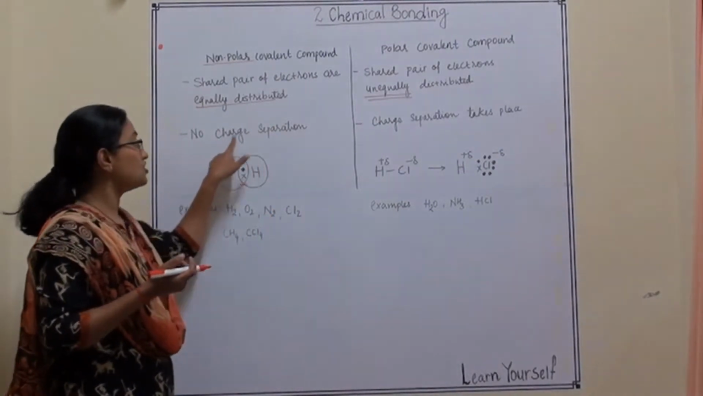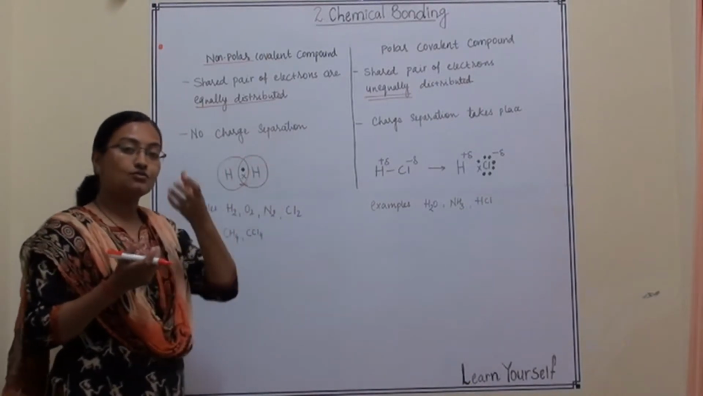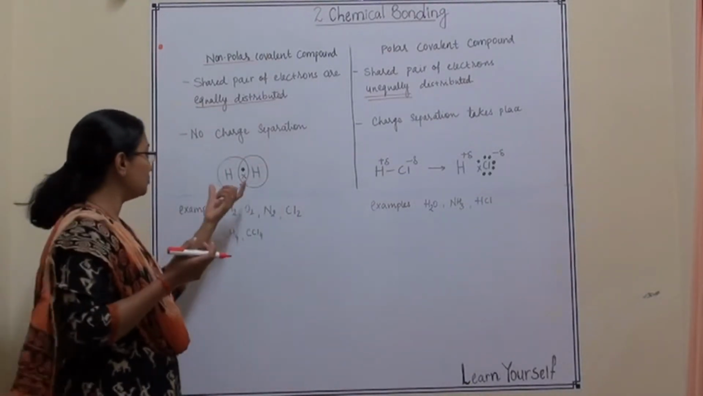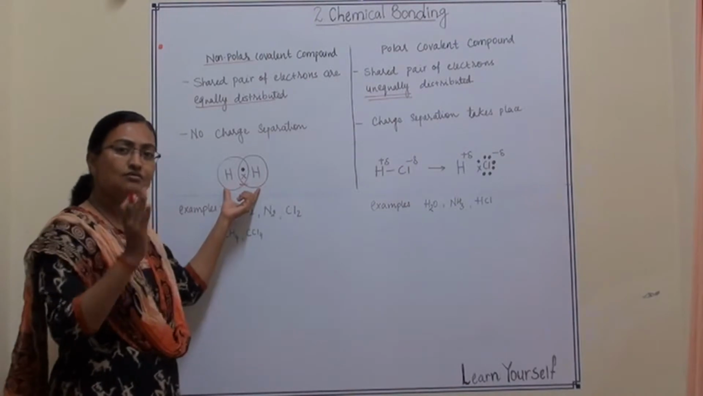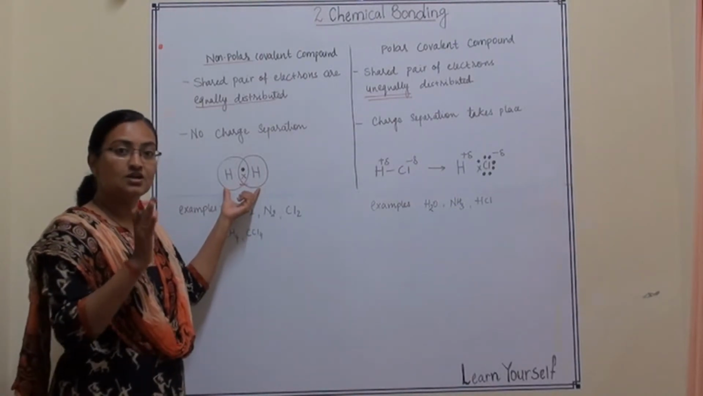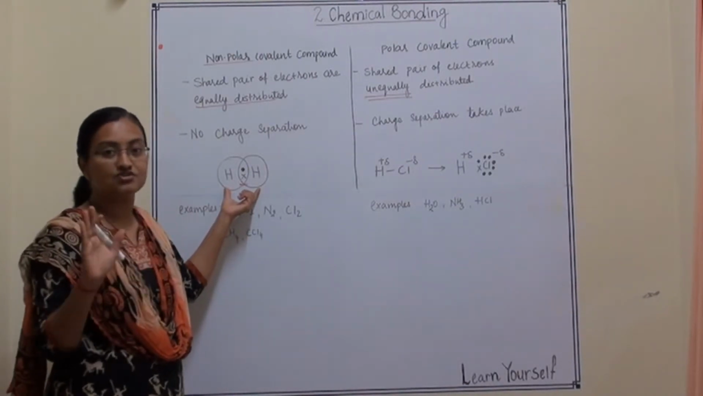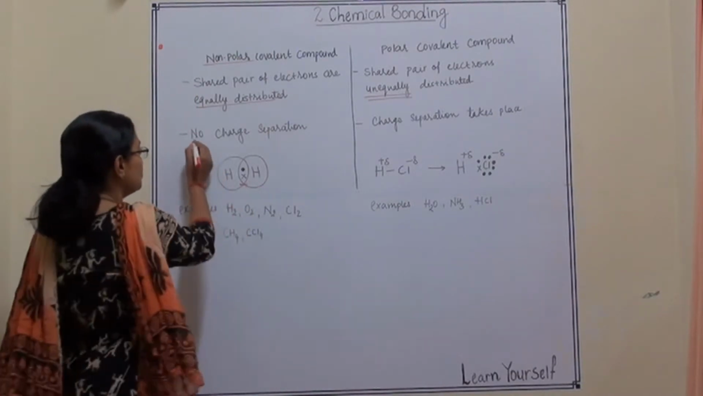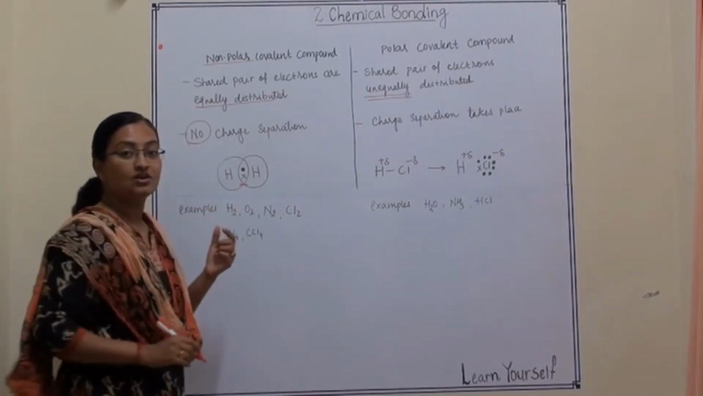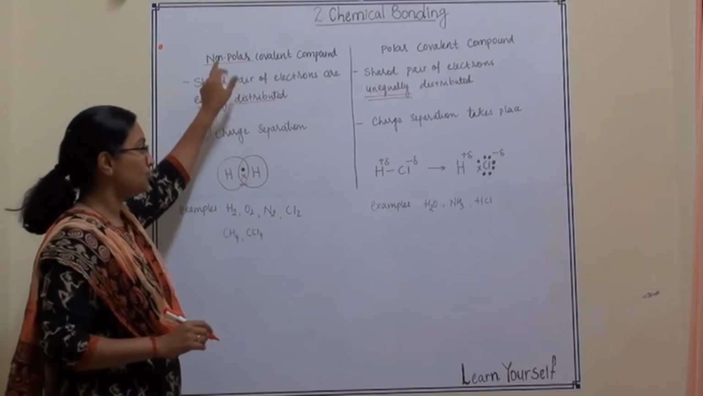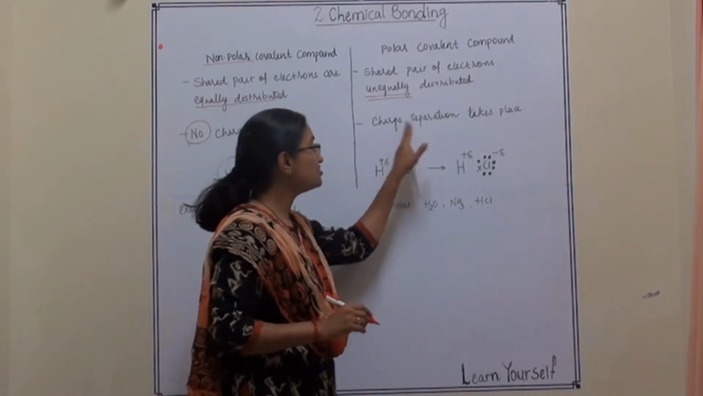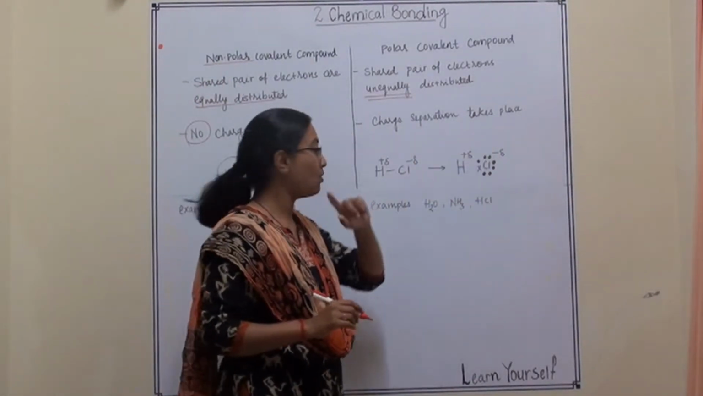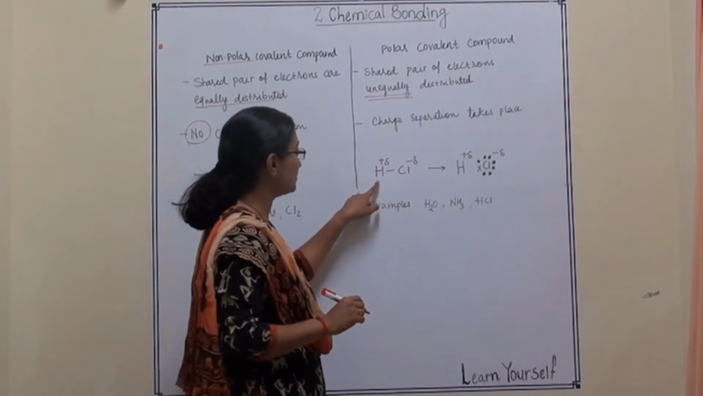So here there is no charge separation, because the electron is in the middle of both atoms, so the charge is equally distributed. No positive, no negative charge is separated. So no charge separation will be there in non-polar. Whereas here charge separation takes place. How? We will see that through this example.